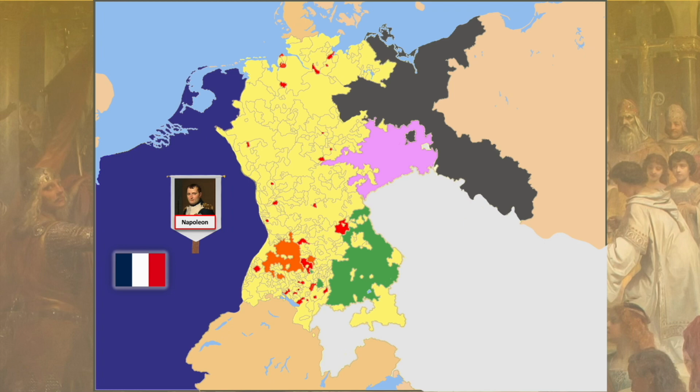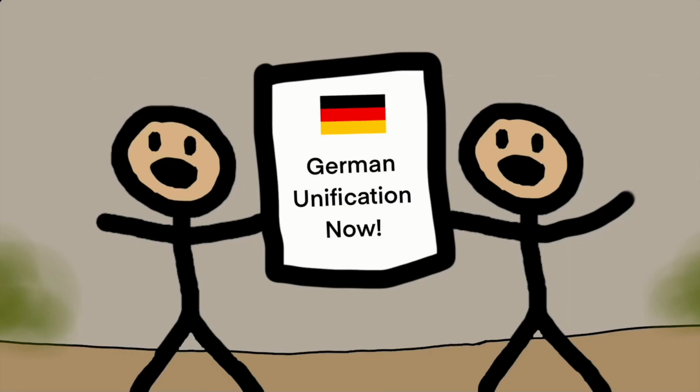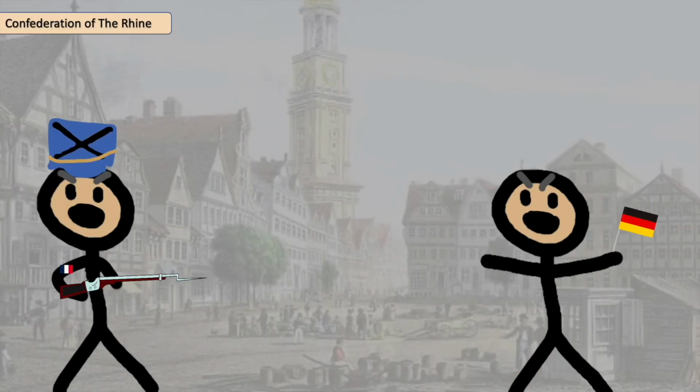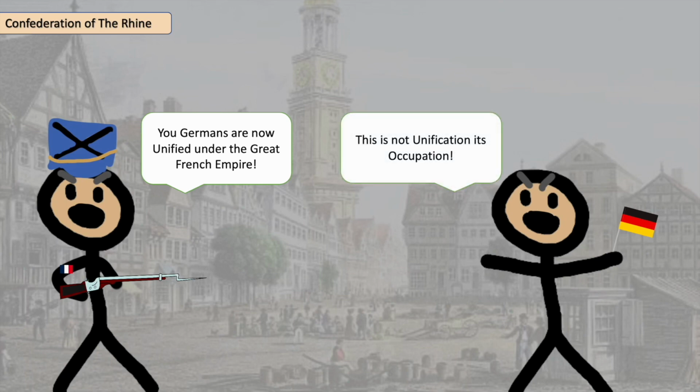Napoleon once again invaded the Holy Roman Empire and installed a sister puppet republic called the Confederation of the Rhine. You see, at the time in Europe there was a large nationalist movement for German unification. When the Confederation of the Rhine was formed, the French positioned themselves as liberators and unifiers of the Germans, but in reality they were just being occupied by the French.